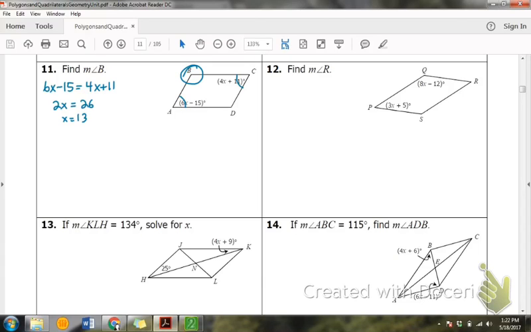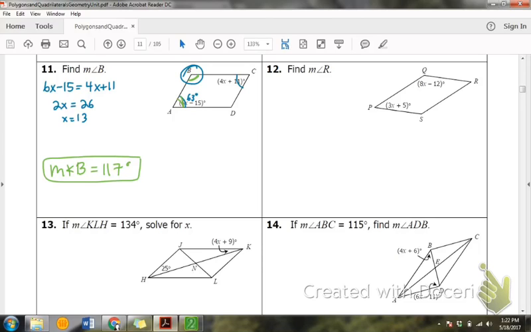6 times 13 is, what, 78? 78 minus 15, 63. Someone check my math. 63. So this angle is 63 degrees. And we know that these two make 180. So 180 minus 63 is what? 117. 117. Kyle is ready for that one. Oh, okay. 117. Okay, what are you confused about?